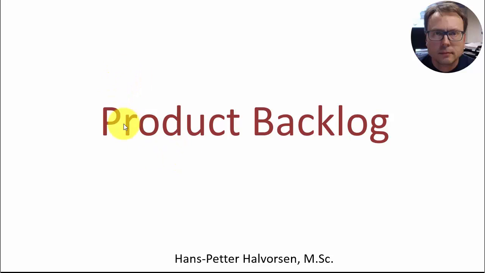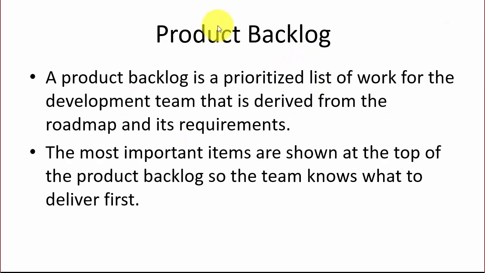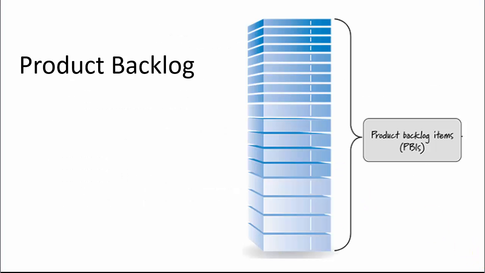So let's start with the product backlog. The product backlog is a list of work for the development team that is derived from the requirements, and the most important items are shown at the top of the product backlog, so the team knows what to do first. The product backlog can be illustrated like this. It's just a list of work that needs to be done within the software development phase.